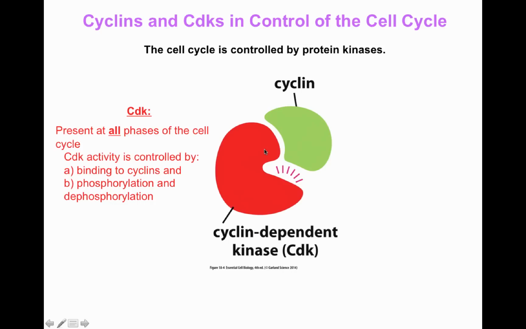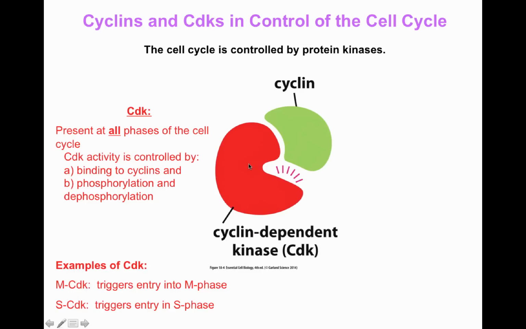And once they have bound to their appropriate cyclin, the cyclin-dependent kinases need to be phosphorylated in certain residues and dephosphorylated in others. So for example, M-CDK is a cyclin-dependent kinase that triggers M phase, and S-CDK is a cyclin-dependent kinase that triggers the S phase.